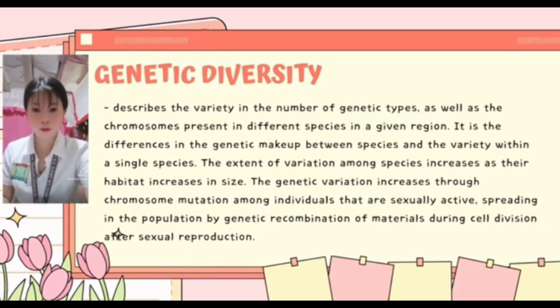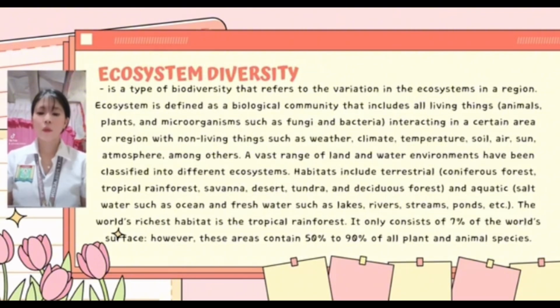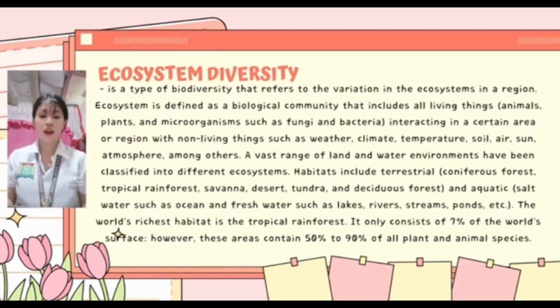Ecosystem diversity is a type of biodiversity that refers to the variation in the ecosystem in a region. Ecosystem is defined as a biological community that includes all living things such as animals, plants, and microorganisms such as fungi and bacteria, interacting in a certain area or region with non-living things such as weather, climate, temperature, soil, air, sun, atmosphere, among others. A vast range of land and water environments have been classified into different ecosystems.